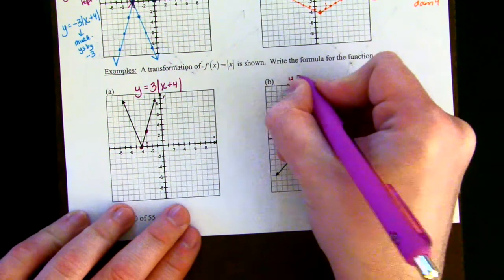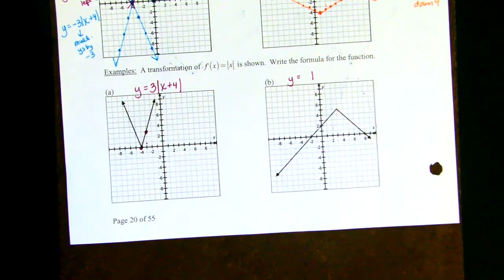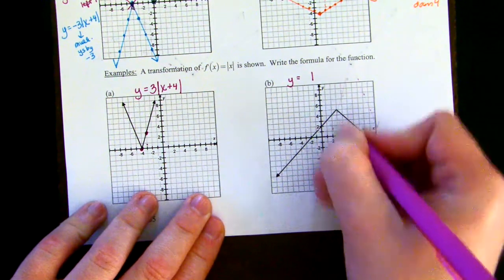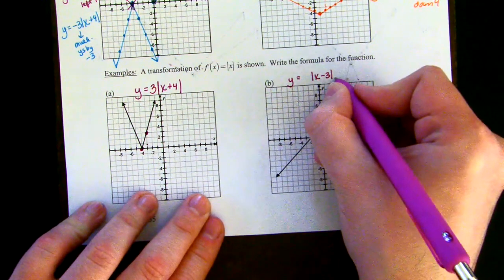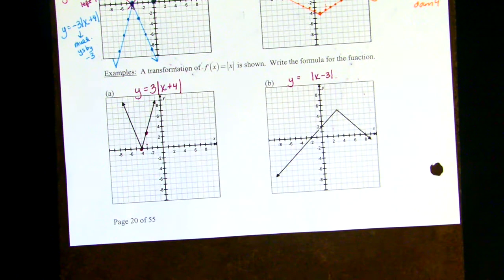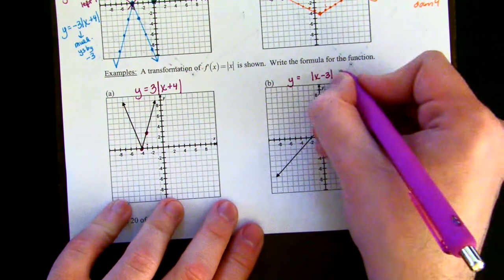Letter B. Y equals. What's going to go inside the absolute value bars? It was moved 3 to the right, so I'm going to say x minus 3. Have I moved it up or down at all? What am I going to stick outside the bars at the end? Looks like it was moved up 5, so I'm going to say plus 5.